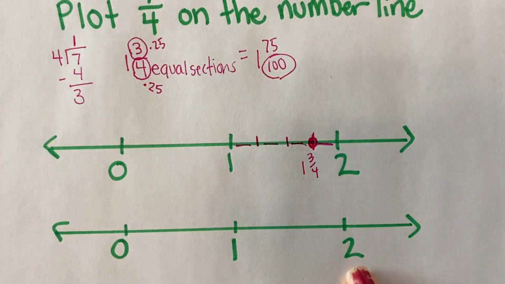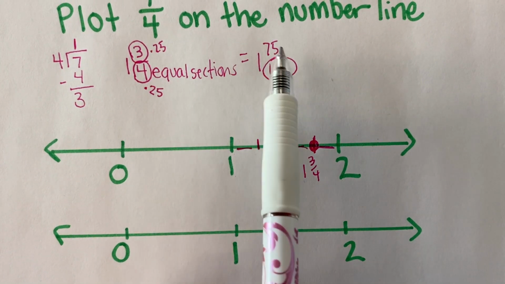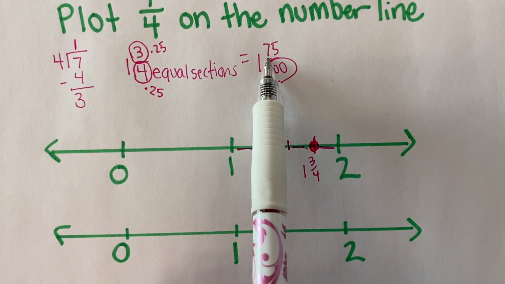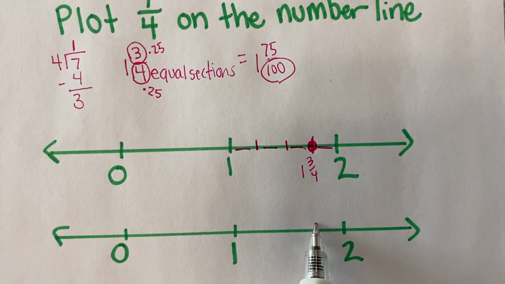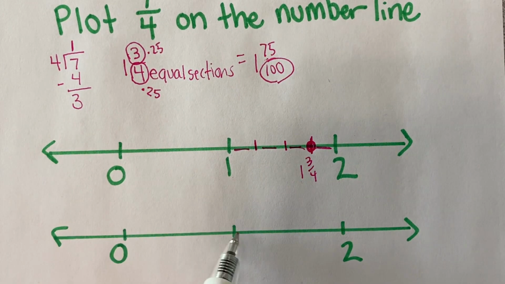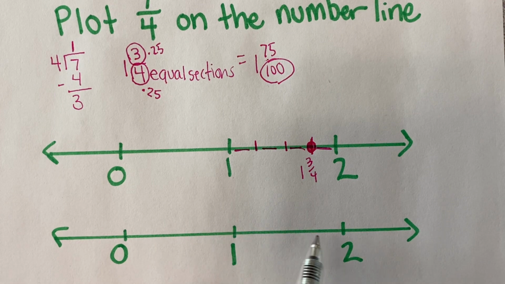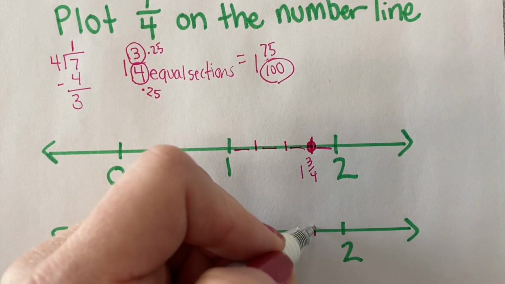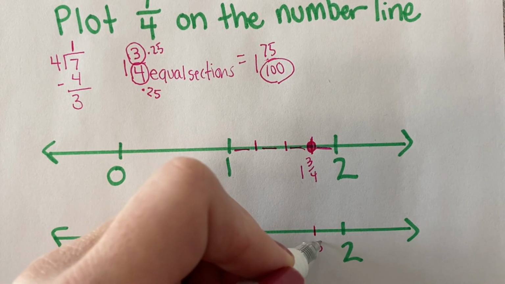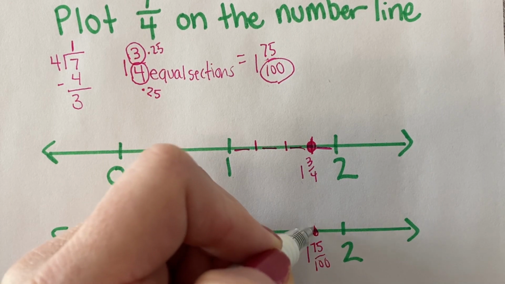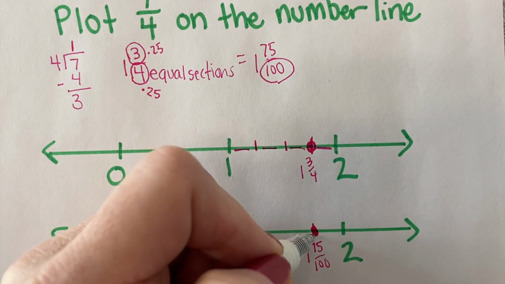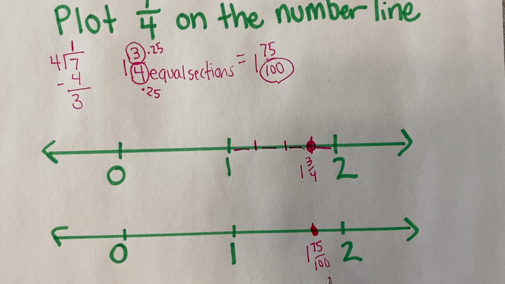Now, if we wanted to, and I'm not saying we want to, we could split 1 to 2 into 100 equal sections and move 75 spaces to the right, and we would land at the same location. So I'm not going to do that. Can you imagine me trying to do this 100? I'm not going to take the time to do that, but this would be where 1 75/100 would be. Same location. But I don't think anybody wants to do that.